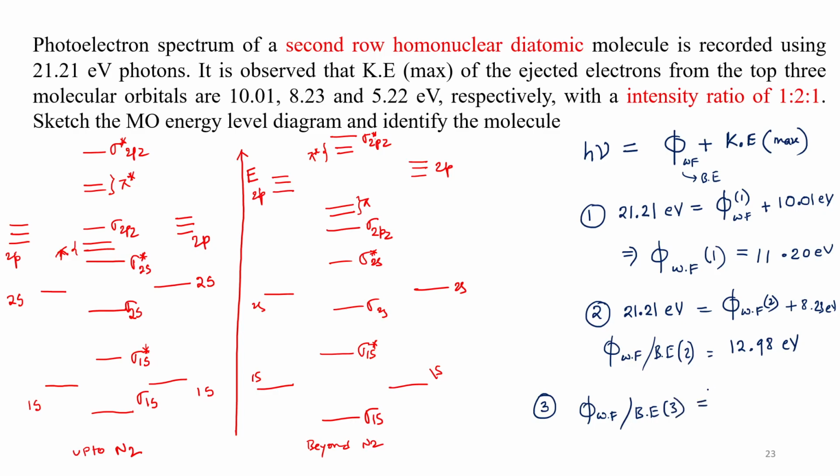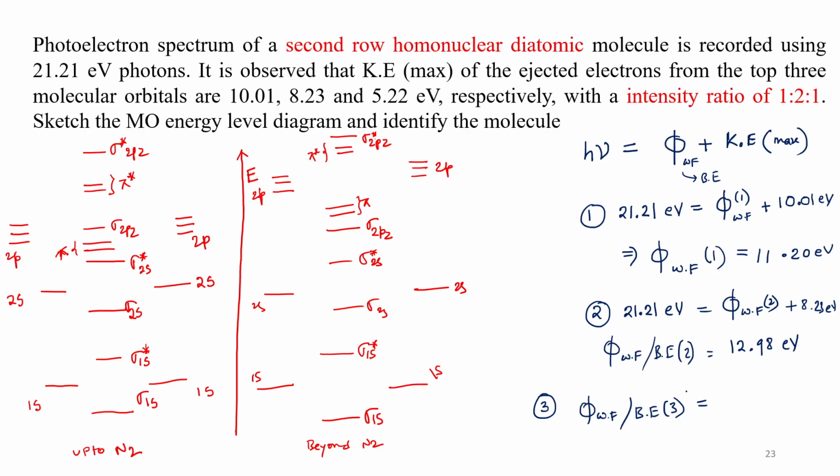The third is the work function or the binding energy of the third set. You can never know that from the ratio. 1 is to 2 is to 1 doesn't really mean that 1 electron is ejected, then 2 electrons from the second, and then 1 electron from the lowest. It could be 2 is to 4 is to 2, which is actually 1 is to 2 is to 1.